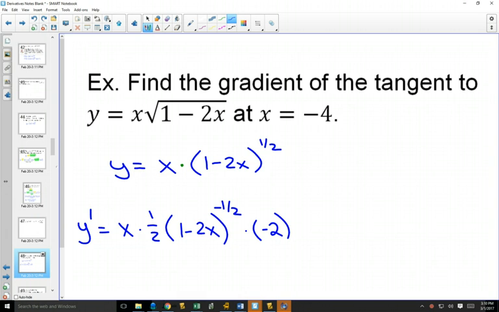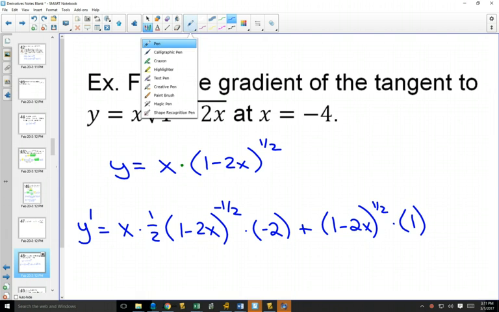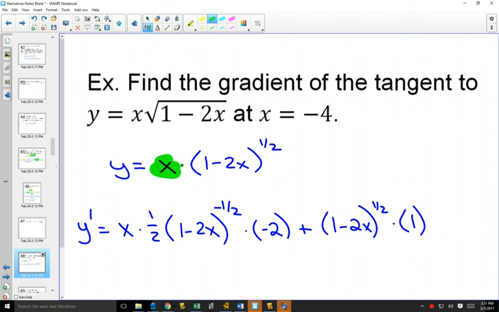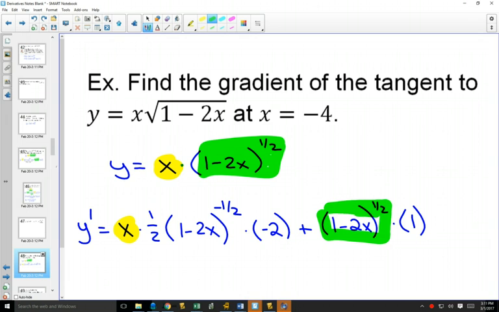My outside function was the 1/2, so I brought the 1/2 in front and subtracted 1 from the exponent. The derivative of my inside function is -2. Then the product rule says keep your second one the same and multiply by the derivative of the first one. Again, to help color code things, I like using yellow first. There it stayed the same. Here's my second function, and here's where my second function stayed the same.